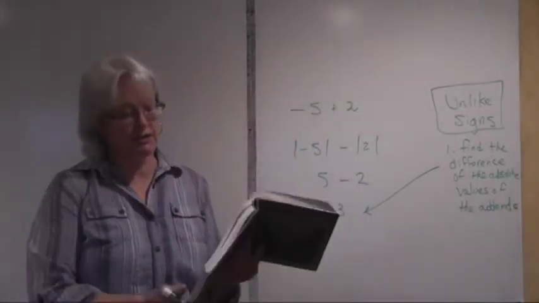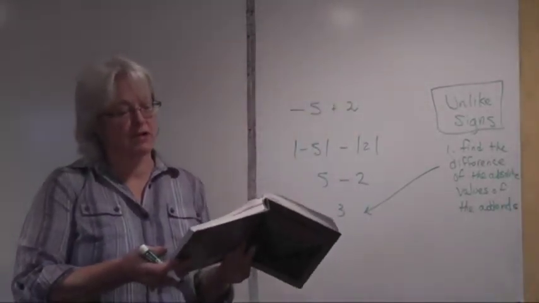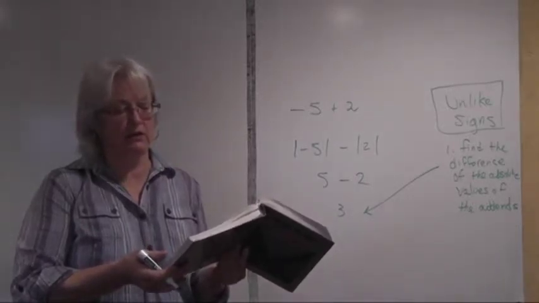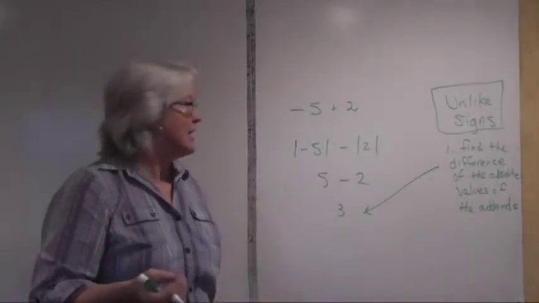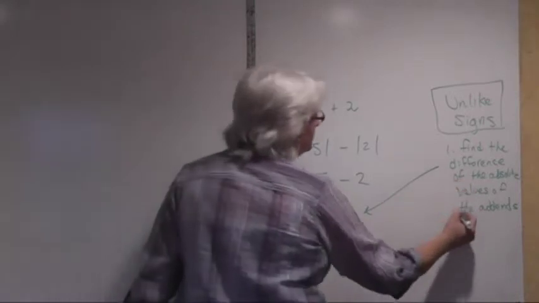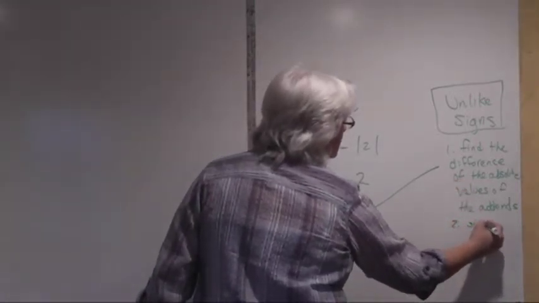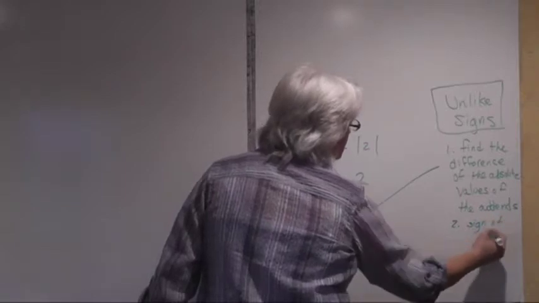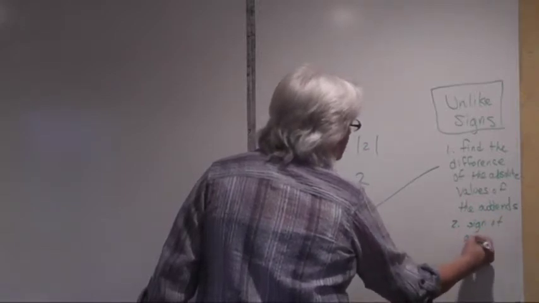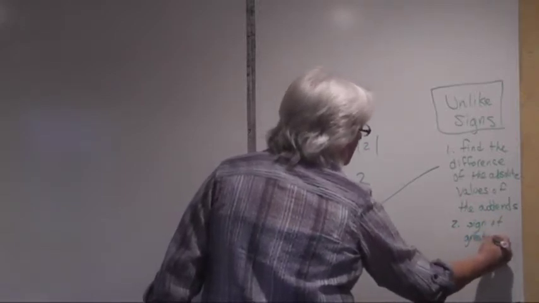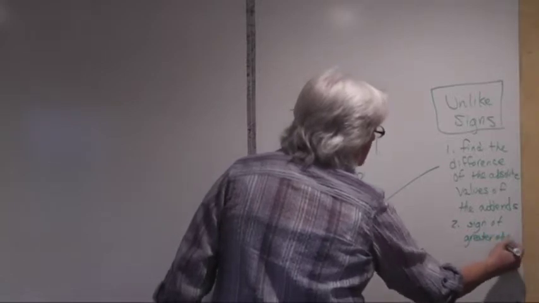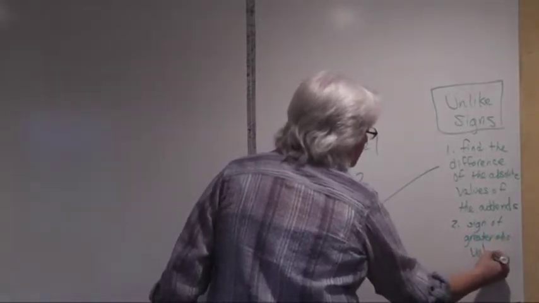Okay, what's our second step? Our second step says write the sign of the integer with the greater absolute value.